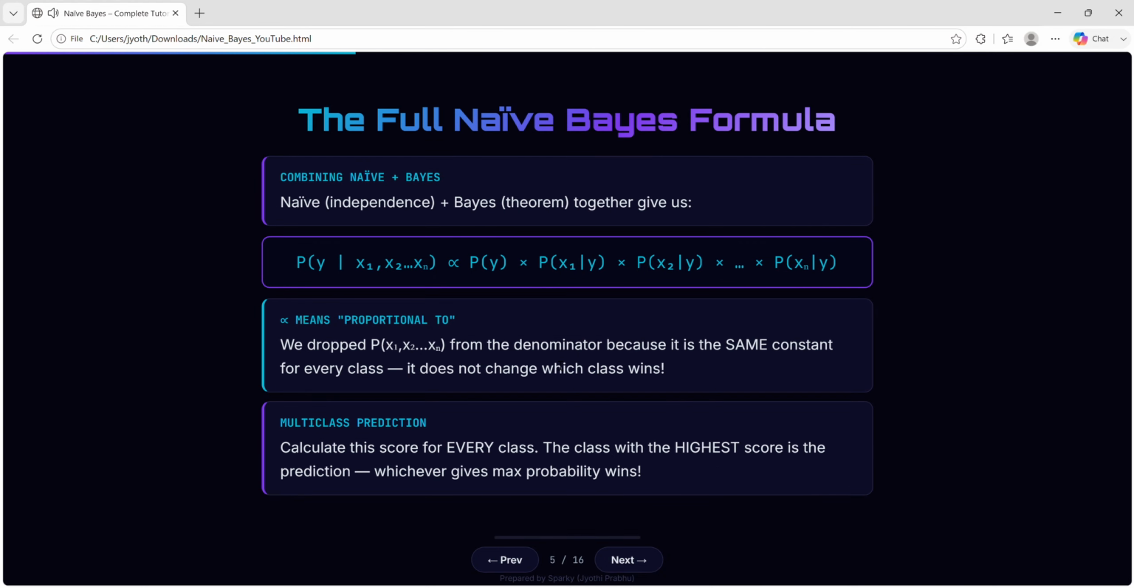Putting naive and Bayes together gives us the final formula. P of y given all features is proportional to P of y times the product of all P of xi given y. The proportional sign means we dropped the denominator, it is the same constant for every class, so it cannot change which class wins. For multiclass problems, calculate this score for every class, pick the maximum.